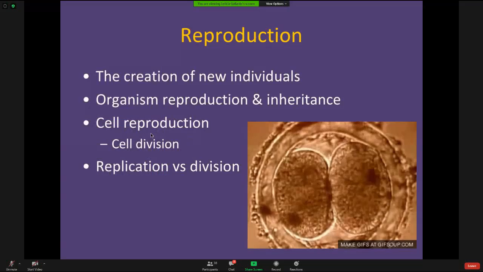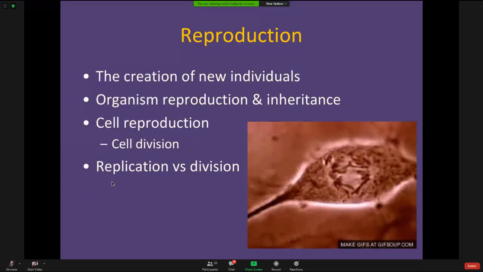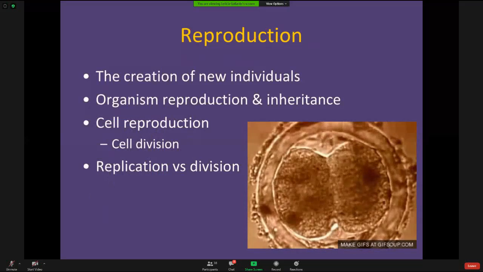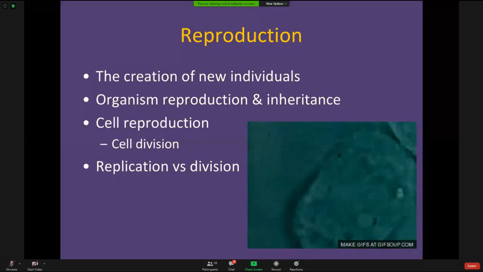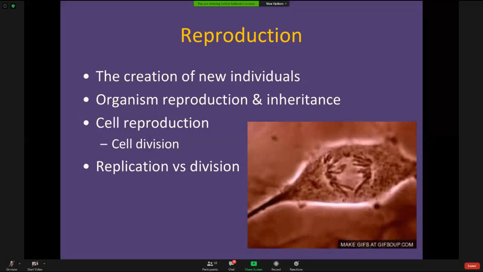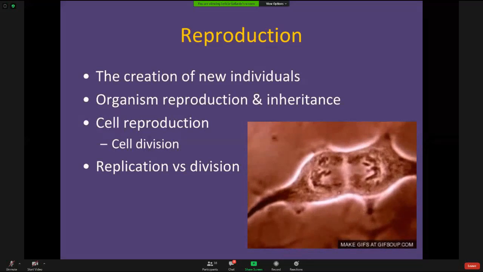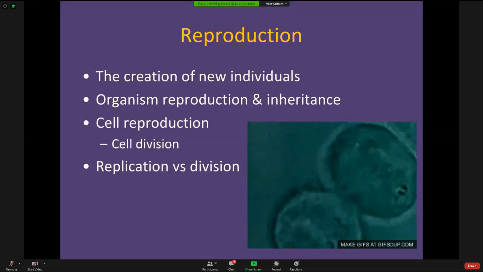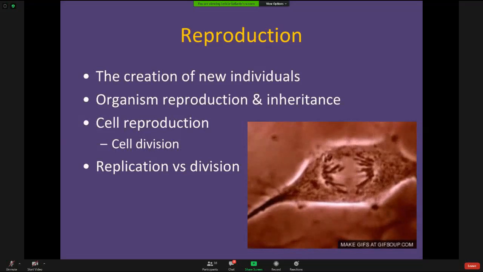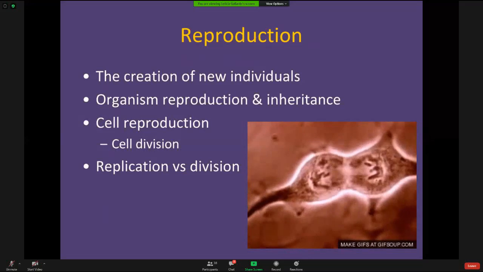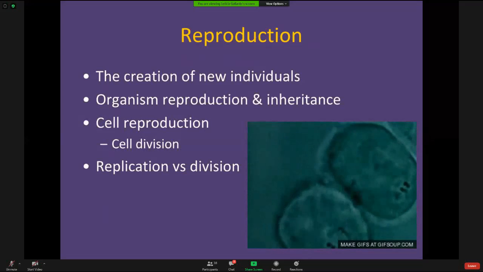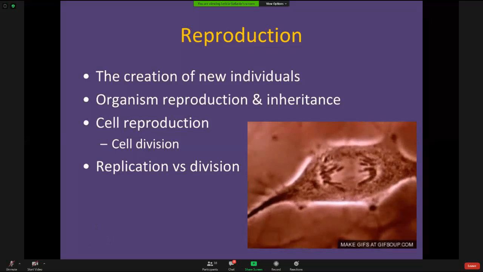Cell reproduction is the replication of the cell and the cell's contents, right? So replicating the organelles, replicating the DNA. That all happens during a stage called interphase that I'm going to talk about in a minute, versus the divvying up of that replicated material, which is what we call cell division. So cell division is the divvying up of the material. It's independent of the replication process, right?